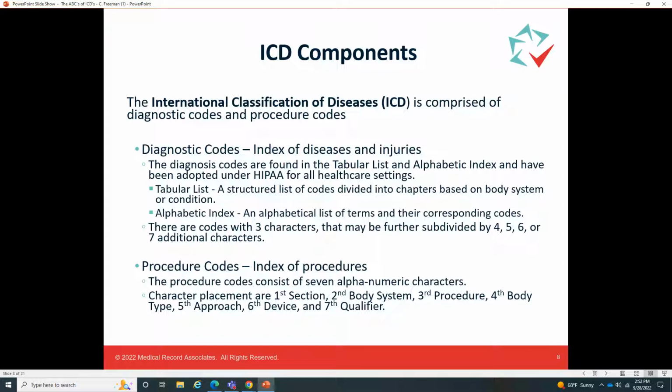Procedure codes, index of procedures. The procedure codes consist of 7 alphanumeric characters. Character placements are as follows. In the first place is section. Second, body system. Third, procedure. Fourth, body type. Fifth, approach. Sixth, device. And seventh, qualifier.